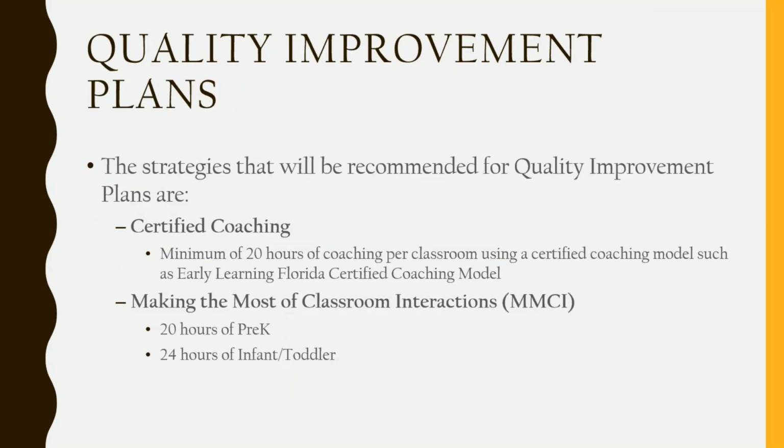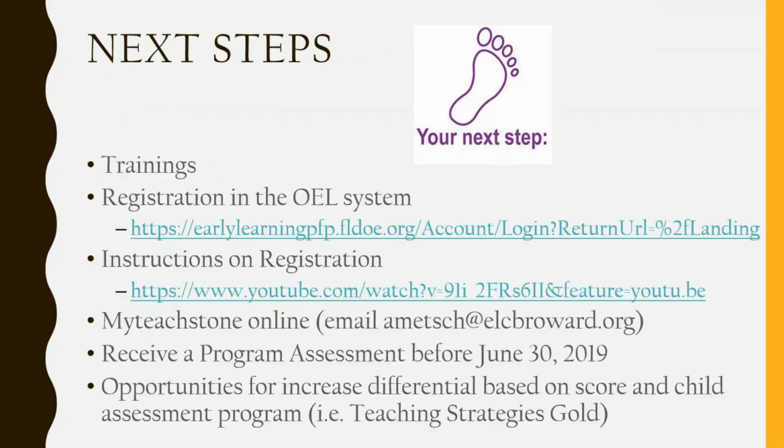So what does a quality improvement plan entail? Well, there are strategies such as certified coaching, where someone would come in and coach each classroom for 20 hours. It could be based on your observation and things to work on. We would also offer Making the Most of Classroom Interactions. Also maybe working with PBS, positive behavior support. Things like that are all going to be part of the improvement plan. So what are your next steps?